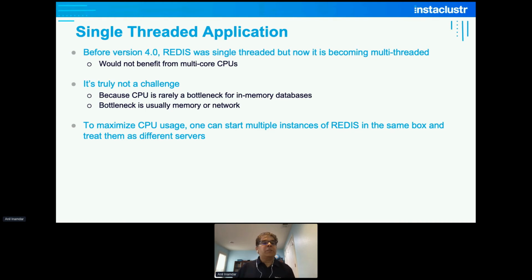To maximize CPU usage, one can start multiple instances of Redis in the same box and treat them as different servers. Again, this is just a workaround. As I said, they have started using multi-threading, but if you are using a version before 4.0, then it is truly single-threaded. And if you need to use multi-core CPUs more effectively, you can spin up additional Redis instances in the same server.